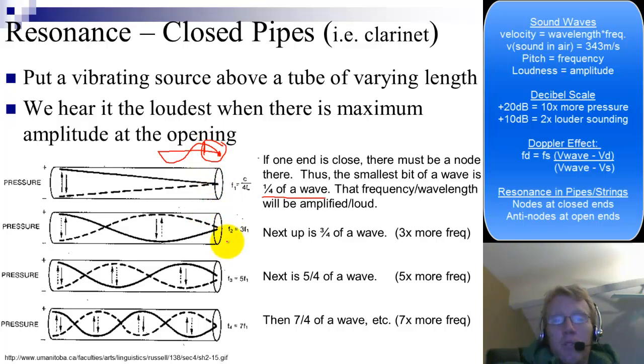Another way, even in the same tube, that you could get the same behavior, where you have a node here and an antinode here, is instead of fitting 1/4 of a wavelength, you could come over to here, because here's another antinode. So you could fit 3/4 of a wavelength. And if you fit 3/4 of a wavelength, it's 3 times as much wavelength. So you're going to have 3 times, wait a minute, 3/4 of a wave. So 3 times more frequency.